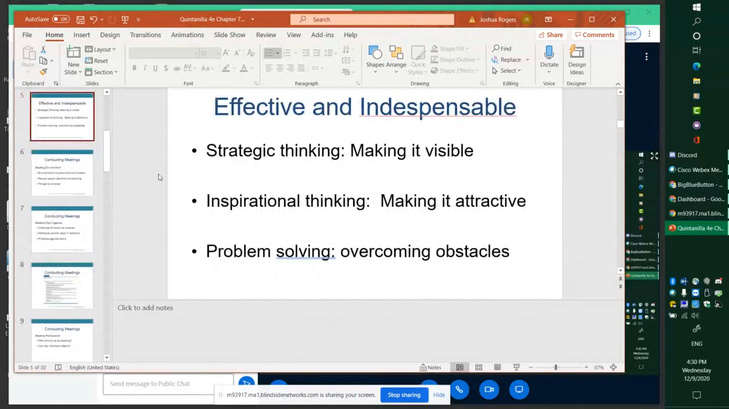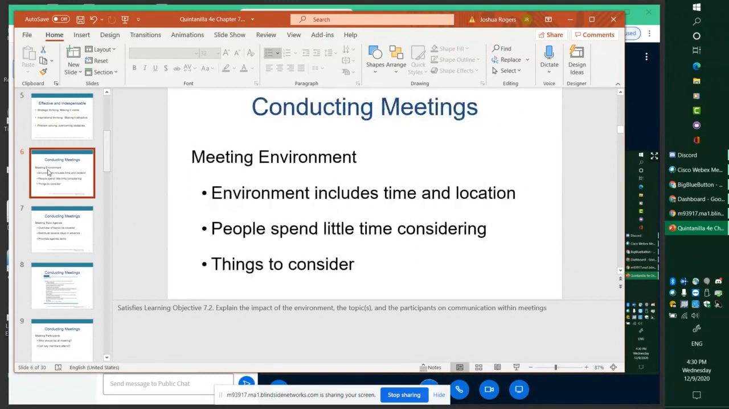Your meeting is to project strategic thinking, to help your followers understand what the next step is in the plan, what the next campaign is, what the next process is, what the next task is, what the next challenge is.